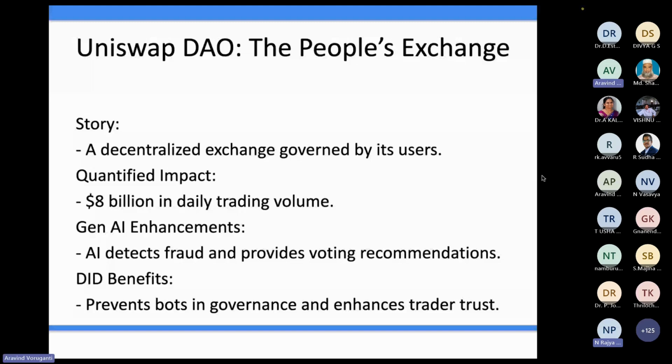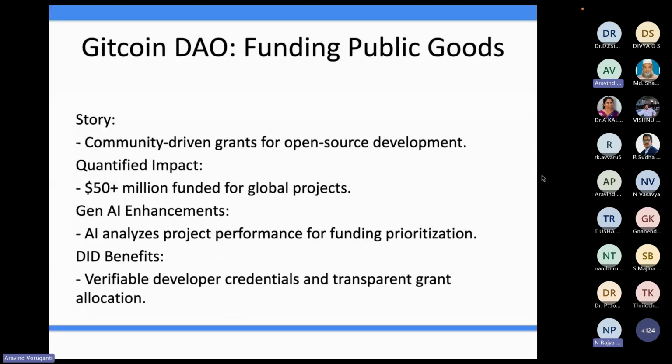So this is how Uniswap DAO proves that collective decision making can be taken care of, right? So now another interesting DAO is Gitcoin. Okay.